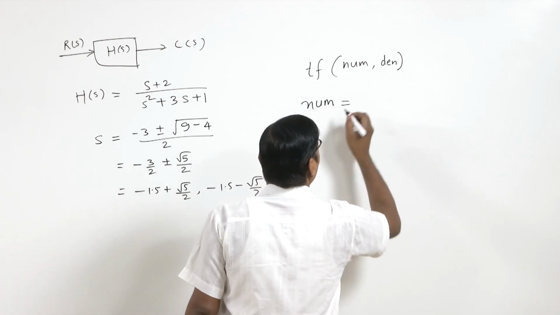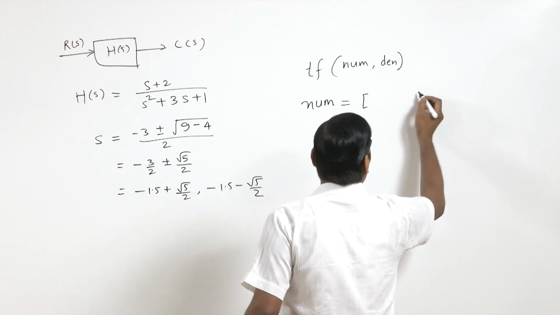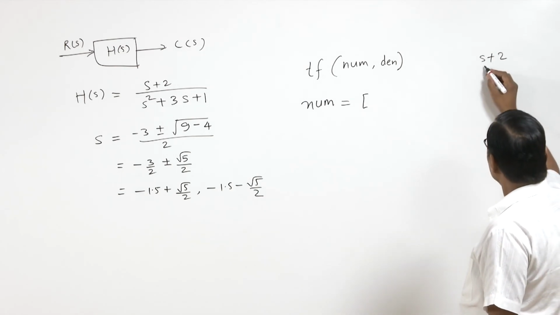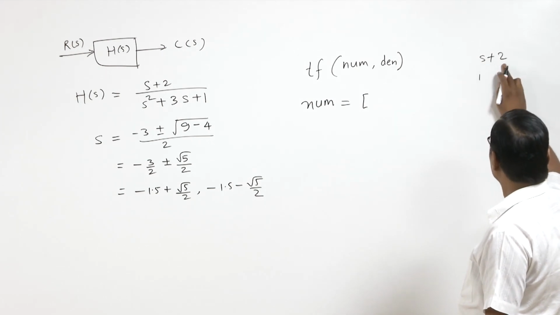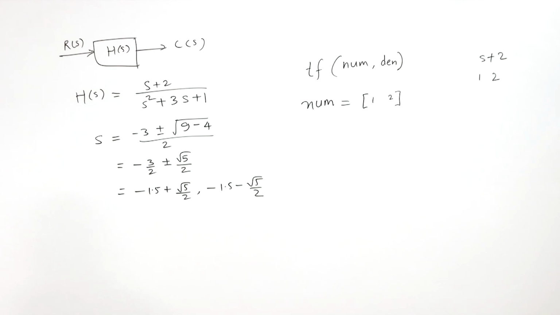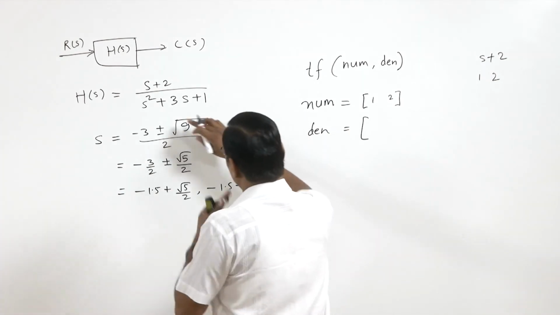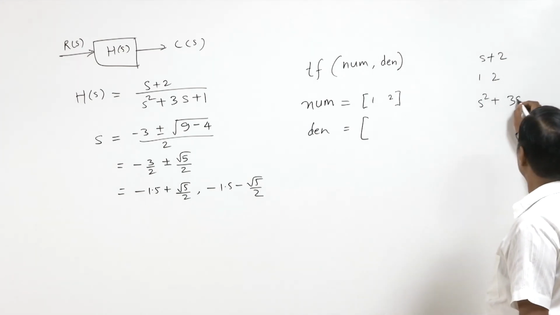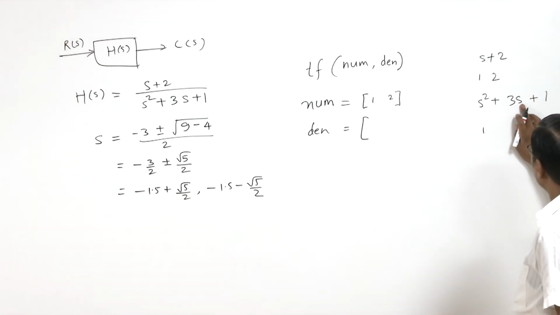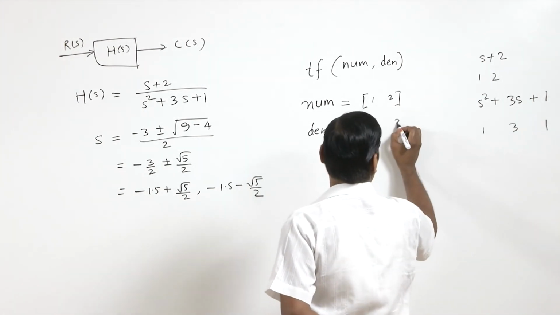Now we have to write the numerator. The numerator is s plus 2. The highest power of s is 1, its coefficient is 1, and the next coefficient is 2. So we write 1, 2 for the numerator. The denominator is s square plus 3s plus 1. The highest power of s is 2 with coefficient 1, then the next lower power s has coefficient 3, and then s to the power 0 has coefficient 1. So we write 1, 3, 1.